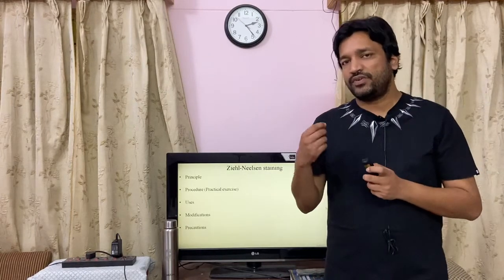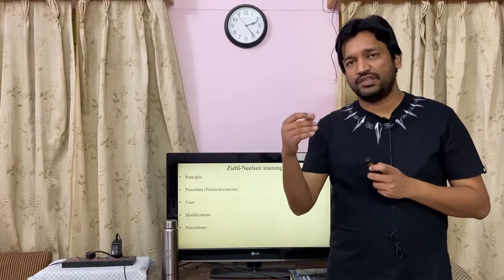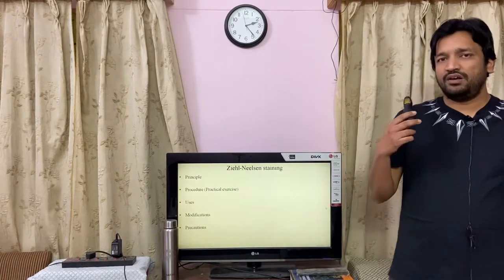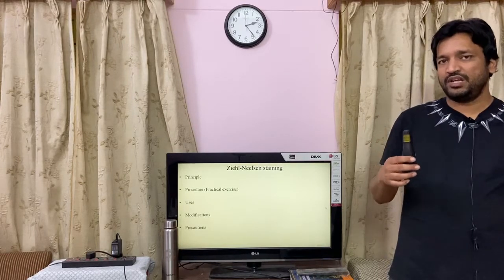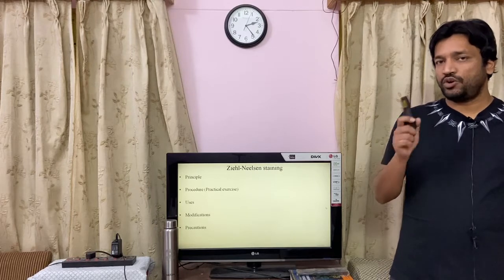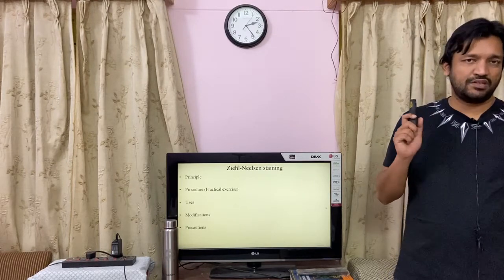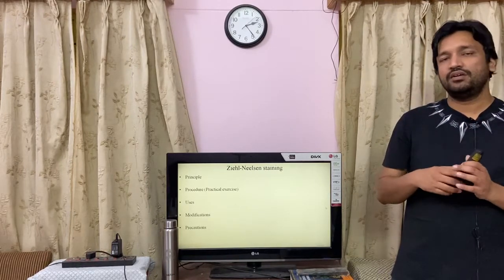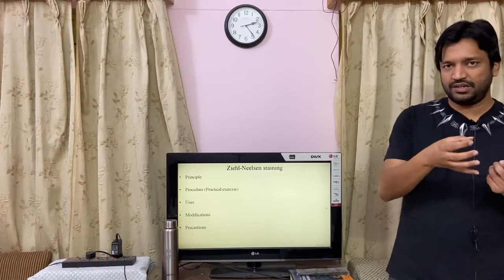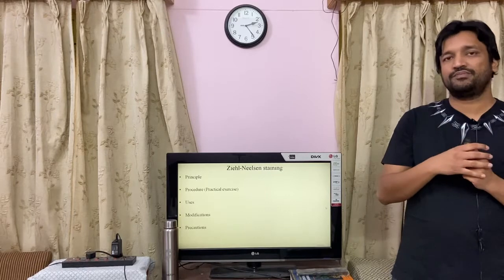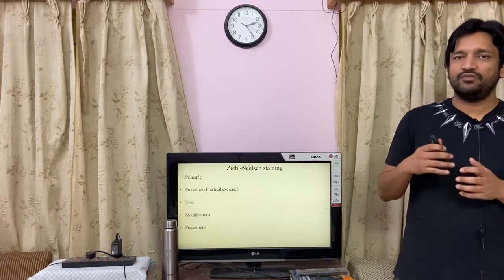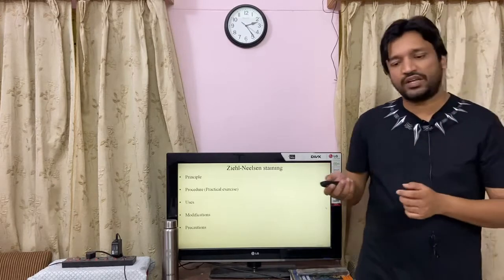Precautions. The first step of staining using carbolfuchsin is the most important step, because while we are staining the smear with carbolfuchsin, we need to heat the stain, taking care not to boil the stain. Once the boiling of this staining reagent occurs, there will be deposits on the slide and we will not be able to visualize the acid-fast organisms in the slide.